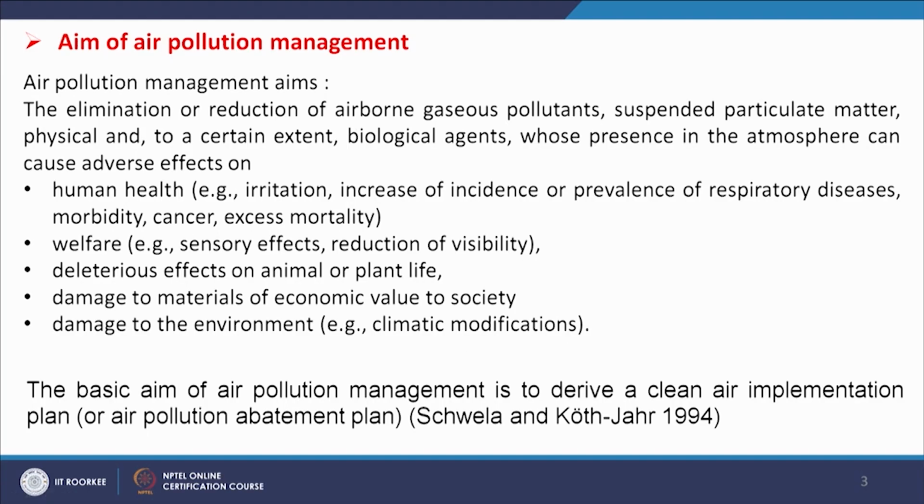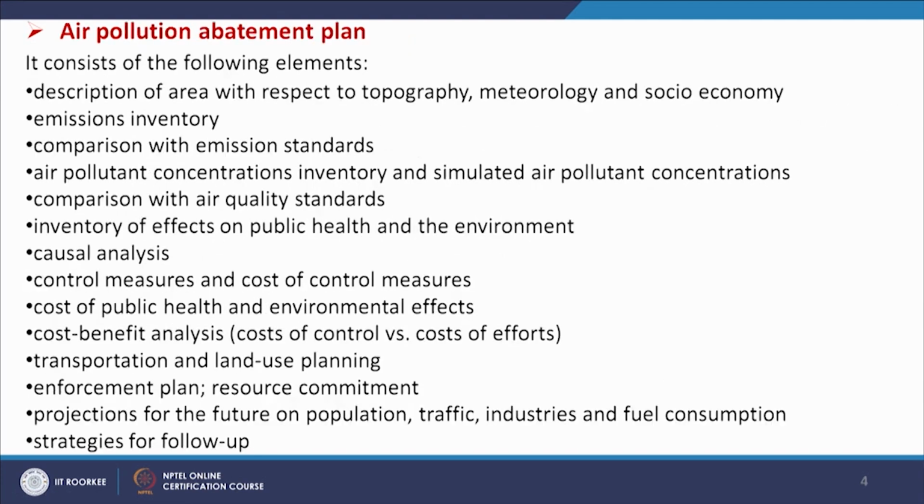So, these are the main objectives of air pollution management, and the basic aim of air pollution management is to derive a clean air implementation plan, or we can say air pollution abatement plan. So, what is an air pollution abatement plan? It consists of many elements such as description of the area with respect to topography, meteorology and socio-economy. We are targeting a particular area where we are developing this air pollution abatement plan.